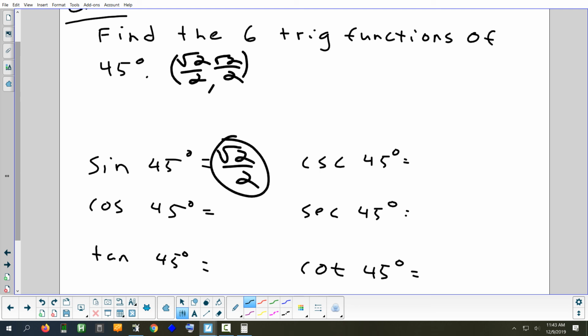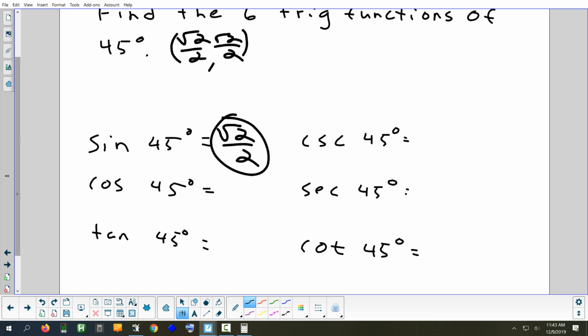Chris, my cosine? Square root 2 over 2. And Kea, for my tangent, I have to divide the y by the x, but they're the same. So what do you get when you divide two things that are the same? Now let's do the cotangent just because that's a quick one. What do you get when you flip 1? 1.